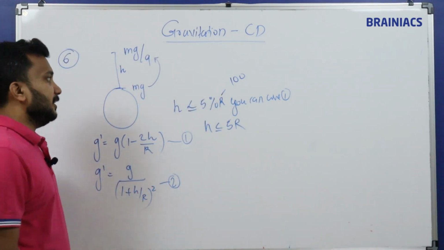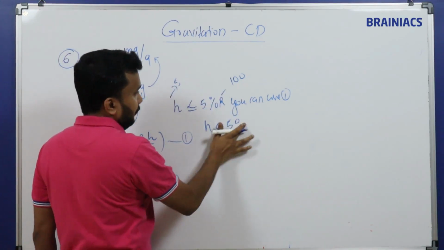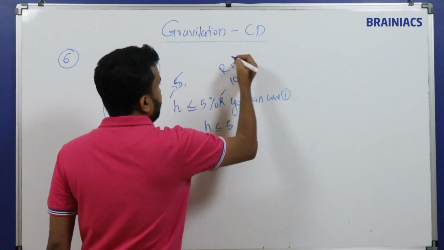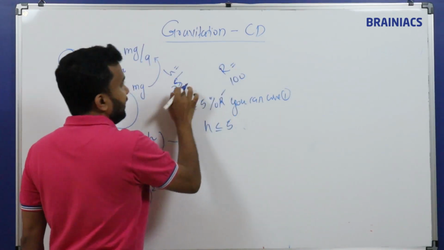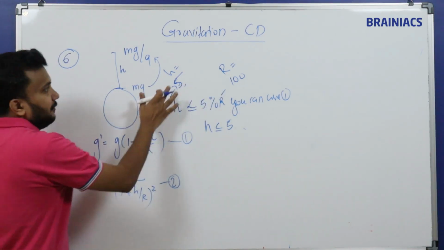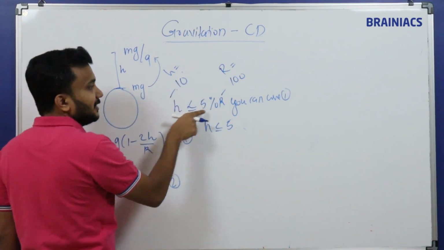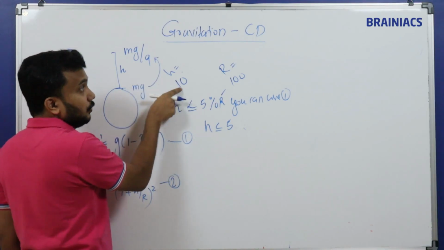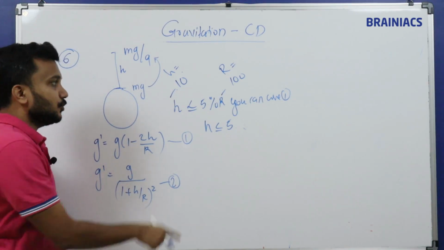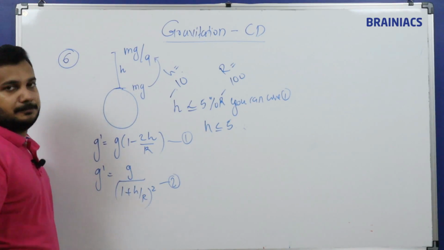Okay, so if the H value is given as 5, with R equal to 100 and H equal to 5 in the question, and this ratio is given, you can directly go and use this one. Suppose the H value is not given as 5, instead H is given as 10. So H is not less than or equal to 5%. H equal to 10 with respect to R equal to 100 is 10%. So this condition is failing. If this condition is failing, you have to go and use this one.